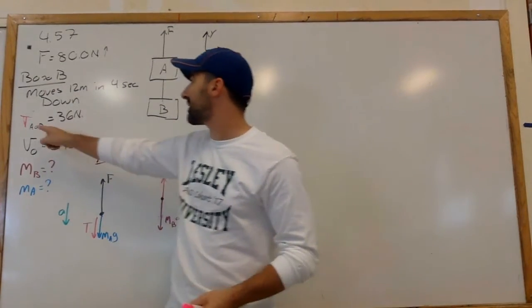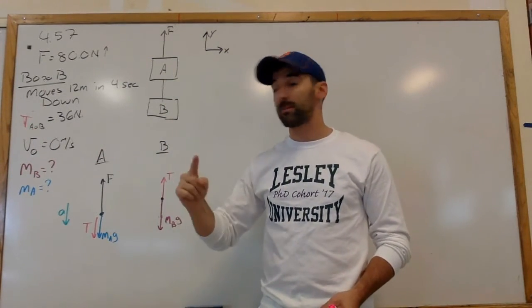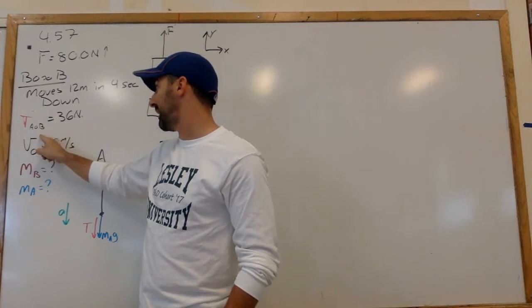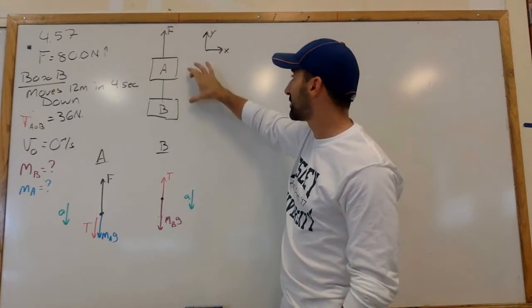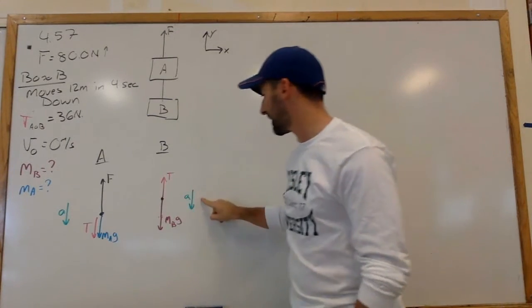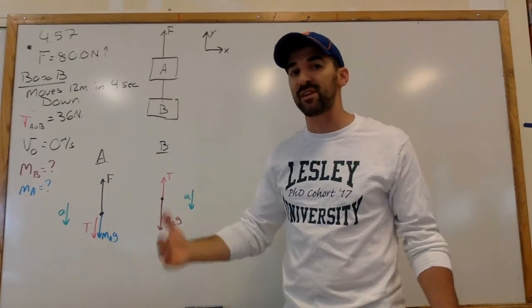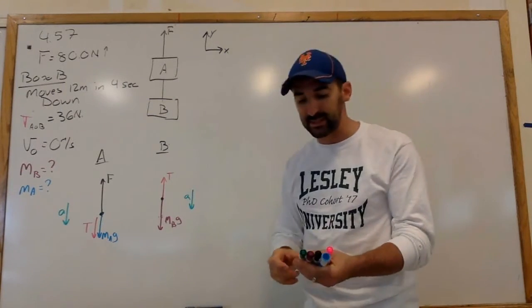Tension is tension. I have the tension of A on B. Newton's third law says forces come in pairs. Tension on B has to be the same thing. A on B has to be B on A, which means tension and tension are the same. These objects are connected, so acceleration and acceleration are the same. And I know at some point I want to apply Newton's law, F equals ma. So it's probably good to figure out what this acceleration is.